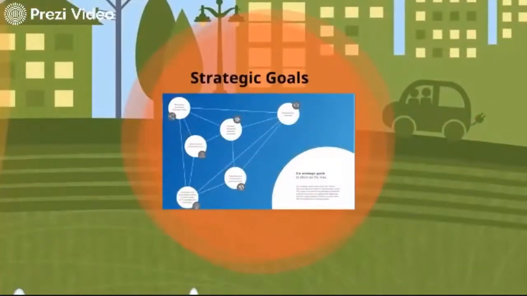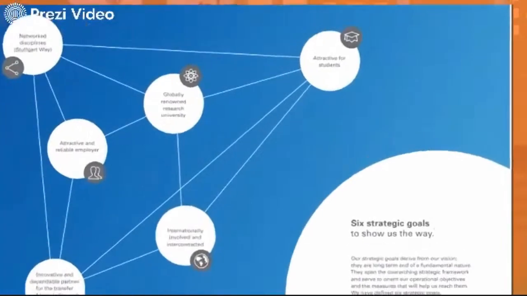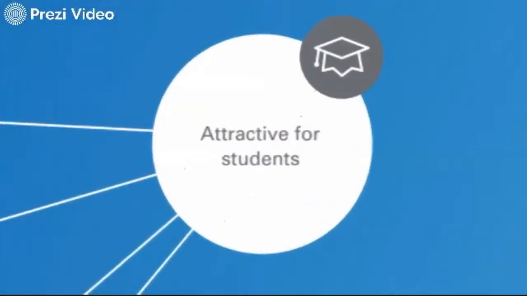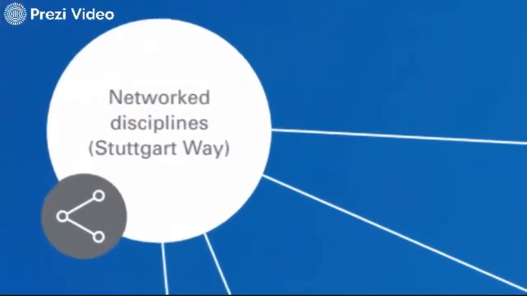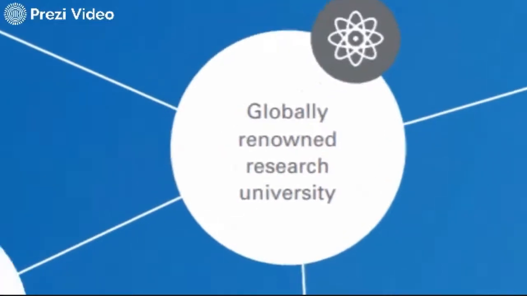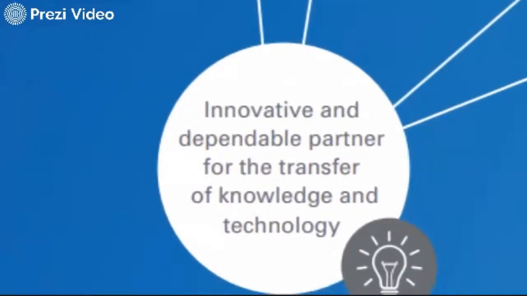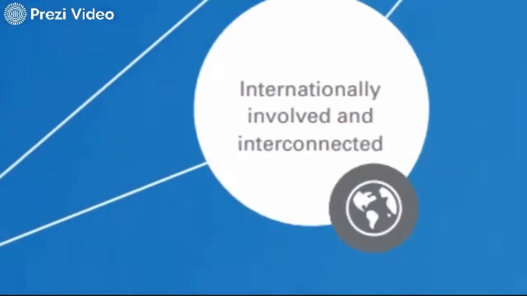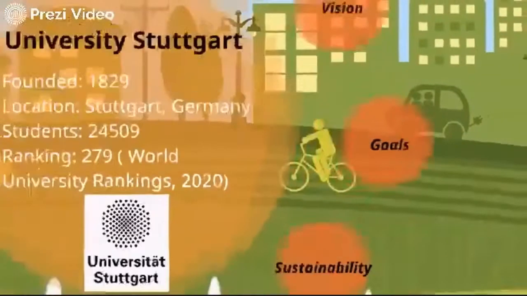The strategic goals for the university were defined in 2018. So the 6 goals are attractiveness to students, the Stuttgart Way, explained earlier, continue with its internationally awarded research capabilities, continue being an attractive employer, lead innovation and knowledge transfer efforts, and keep its international renown status.